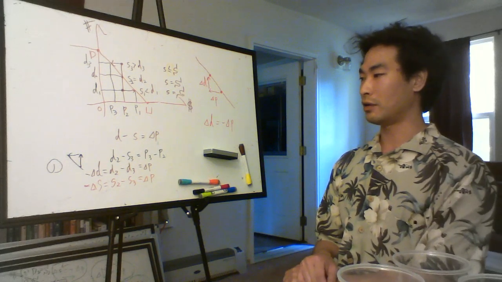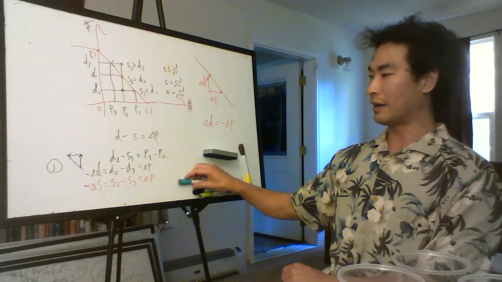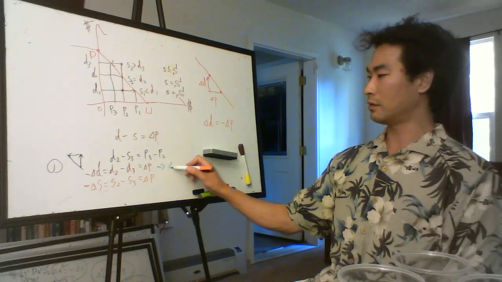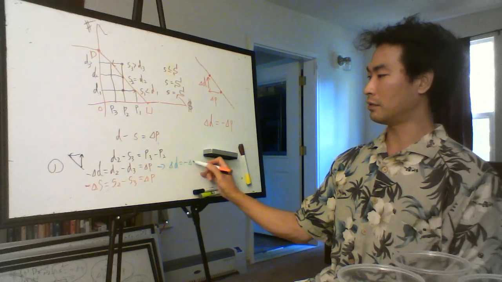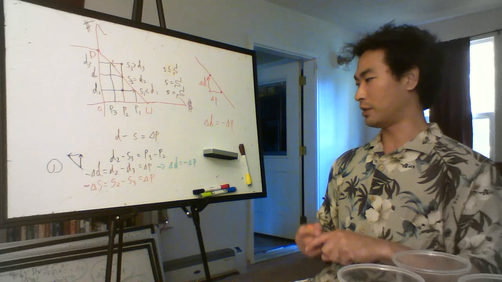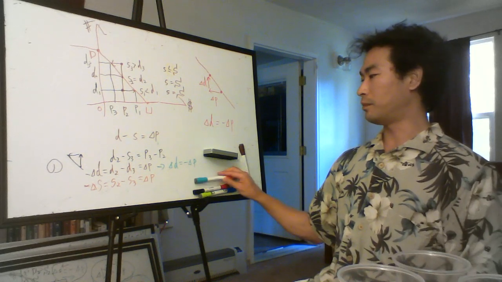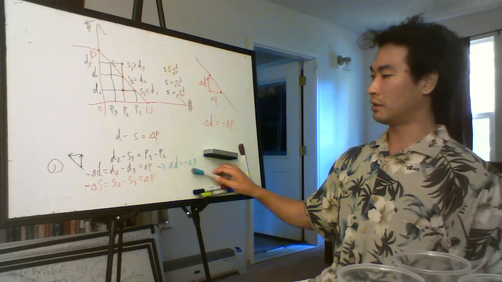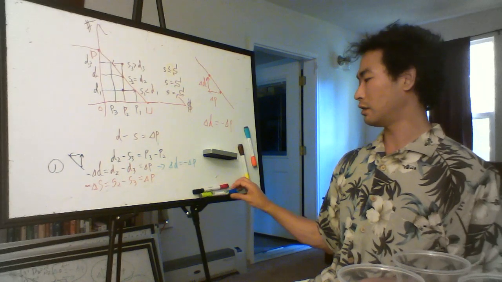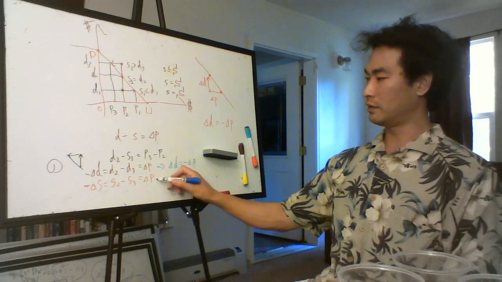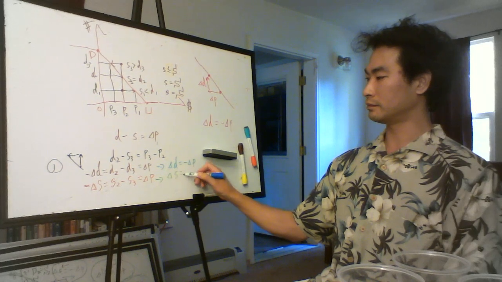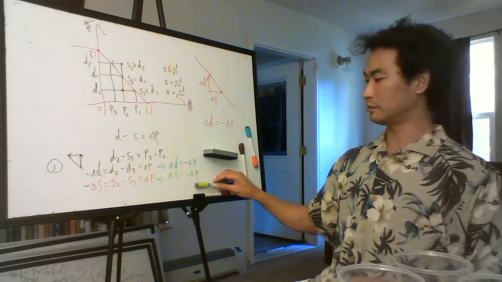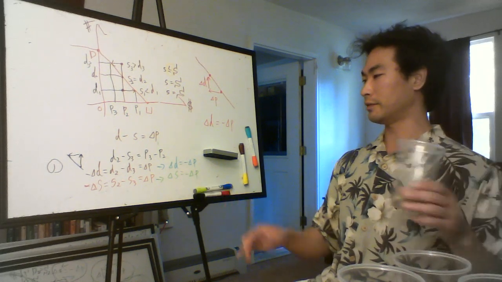Okay, so now, delta D is equal to minus delta P. We know that because if price goes up, demand will go down. We know that, right? But how about this guy? Is this intuitive? What should we make of this? Let's think about this, all right?